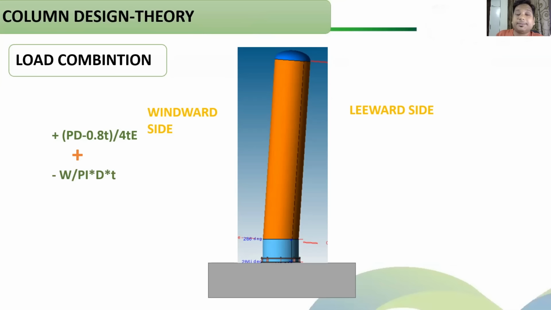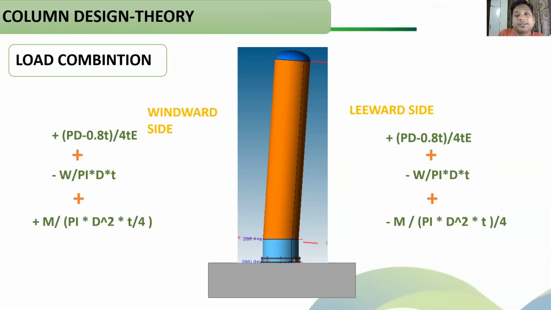This will be added with the stress getting generated due to deadweight. Now the deadweight being compressive in nature, we see here a negative sign. That will be added with the bending stress. If you remember, this is the side where tensile stress will be governing, so bending stress we get as positive in nature. Now, same thing for the leeward side. Only difference is that bending stress due to wind will be negative because it's compressive in the leeward side.